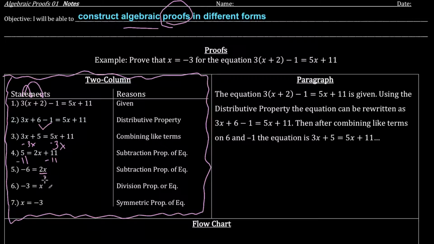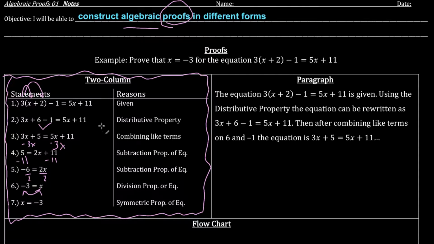Right here, we usually divide by 2. Division property of equality, because remember, you're keeping both sides balanced, both sides equal. And then we divided to get here. This is called the symmetric property of equality. We just flipped this over the equal sign. So basically, in your notes, you will have a list of these that you can use. But these will most likely get you through today's lesson. You just need to be able to use these.